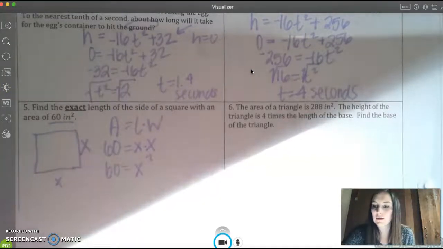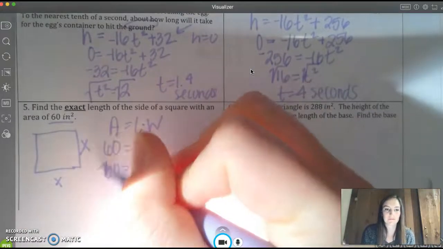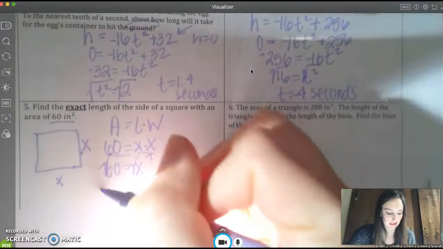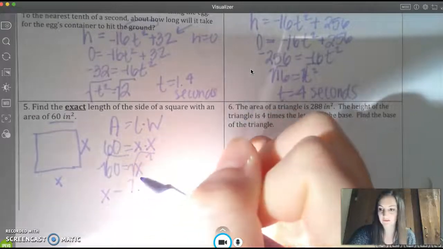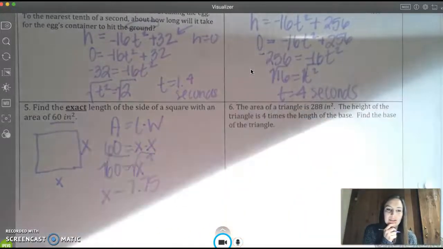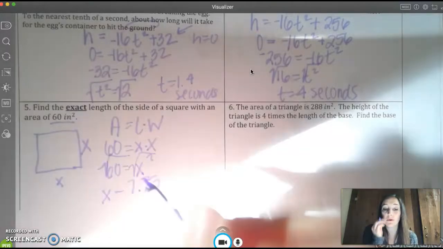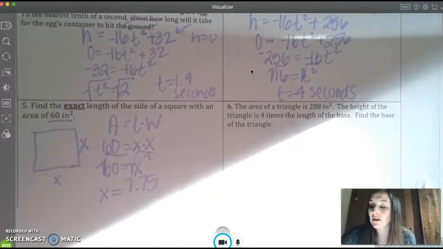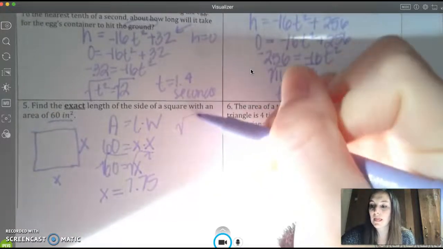Okay, so now we're going to take the square root of both sides. And the square root of 60 is 7.75. But we have to be careful because it asks for the exact answer. So we don't want to just take the square root and plug into our calculator, we need to simplify. So the square root of 60.